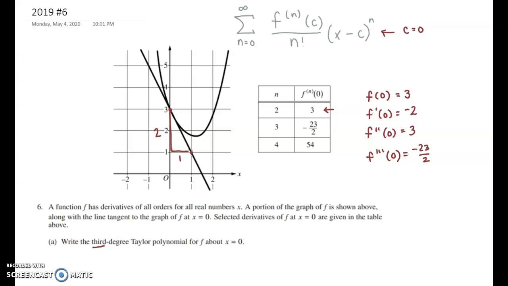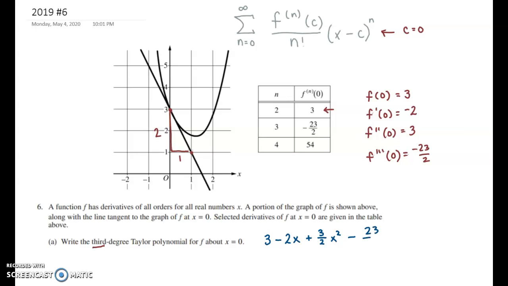Okay, now we're going to fill that in. So we're writing our third degree polynomial, so the constant term would be 3. The linear term is going to be -2 times x to the 1. Notice how I divide by n factorial for both of those, but n factorial is 1 when n is equal to 0 and when n is equal to 1, so I don't need to show that. The second derivative is 3, so the next term will be 3 divided by 2 factorial, which is just 2, and times x squared.